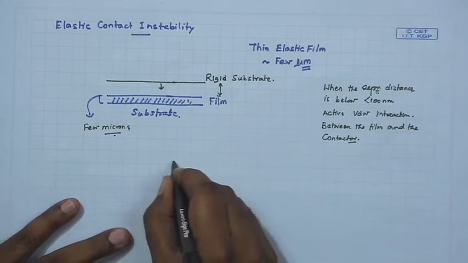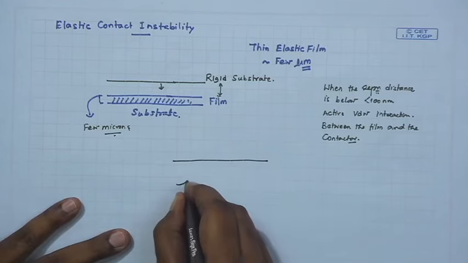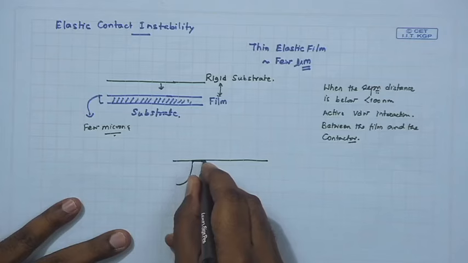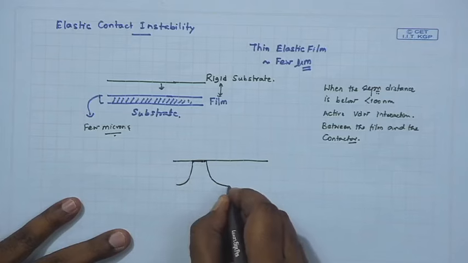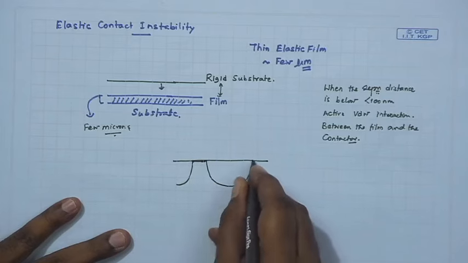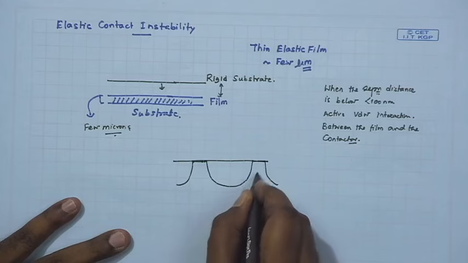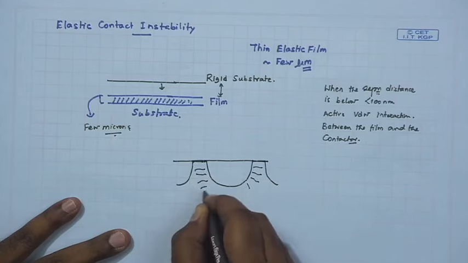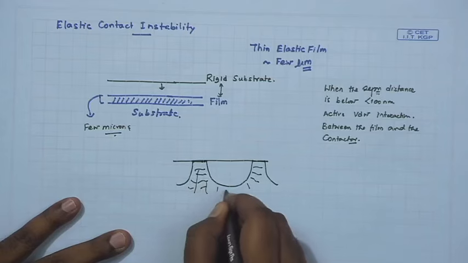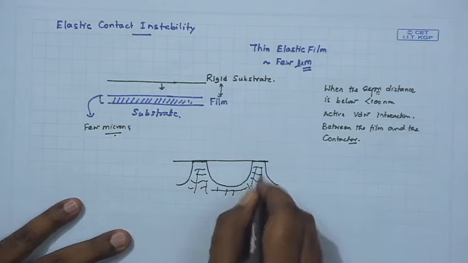It is not a liquid heated beyond its glass transition temperature. It is a cross-linked elastomer. So what happens is, as part of the film, I will just draw an exaggerated view, as part of the film jumps and comes in contact with the contactor, it leads to significant stretching of the cross-linked matrix, and therefore the cross-linked matrix on the other hand tries to pull it back.